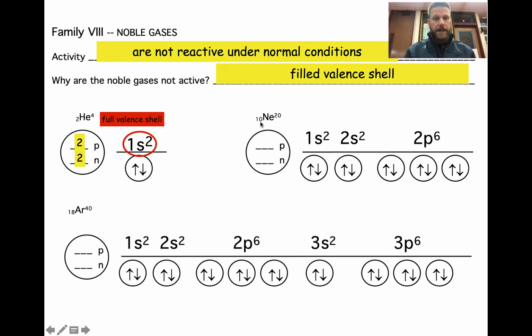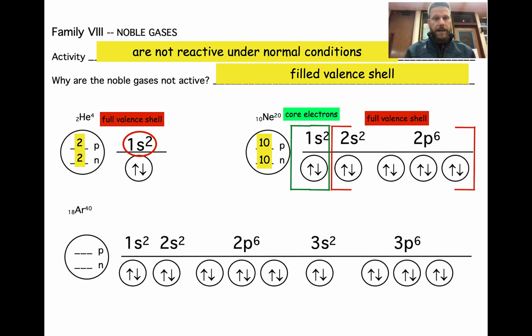Neon has 10 protons, and this isotope of neon happens to have a mass number of 20, so 20 minus 10 means this isotope would have 10 neutrons as well. If you do the electron configuration of neon, you get 1s2, 2s2, 2p6. Well, the second energy level is its valence shell, and you can see it's full with 8 electrons. The electrons in the first energy level of neon would be known as the core electrons. But neon has a full outer energy level, just like helium does. Therefore, it's not reactive. Let's do one more.